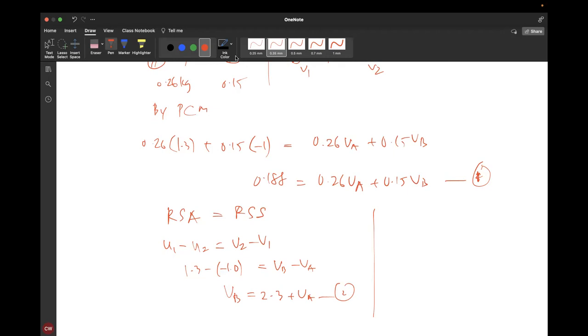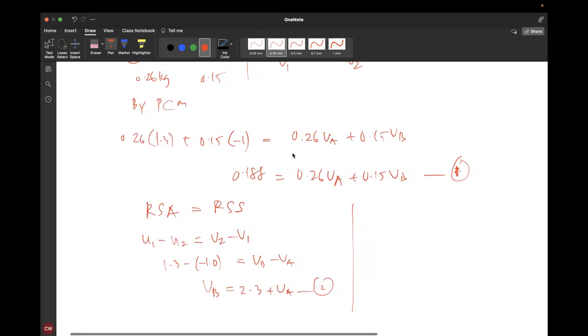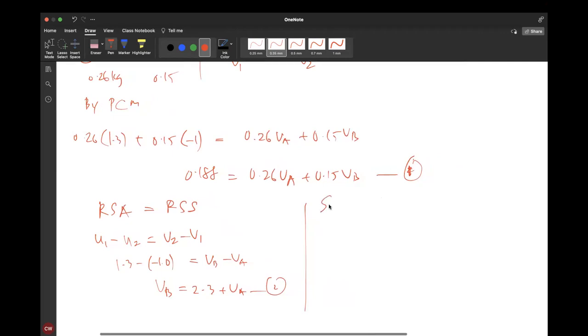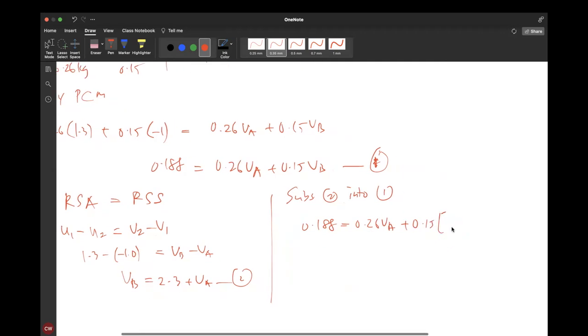Teacher, how to get the UB? Oh, which one, VB or UB? VB, this one. Yeah, the final answer, I forget. You substitute 2 into 1. Substitute into here: 0.188 equals 0.26 VB, VA, plus 0.15 times, take from here, 2.3 BA.